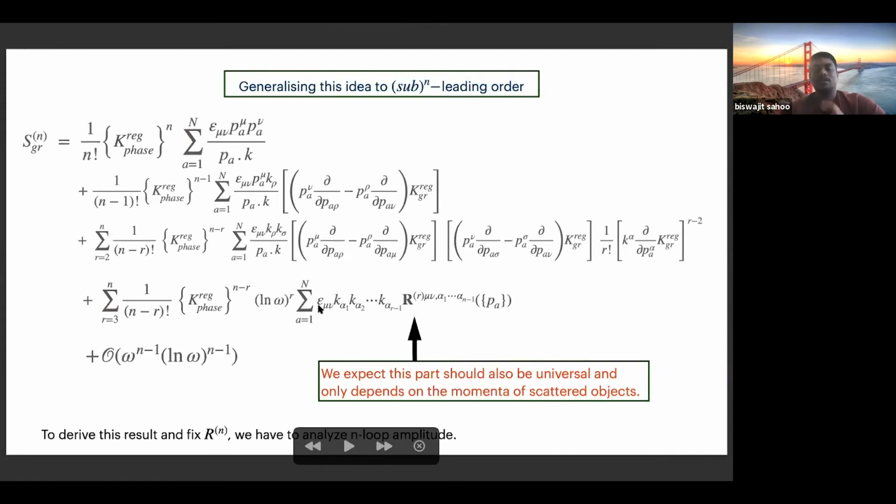And I'm not going to tell too much about it. Only what I can tell is the leading non-analytic piece from the n loop will turn out to be omega to the power n minus 1 times log omega to the power n factor. So this is just like extending our observation for the n loop case.